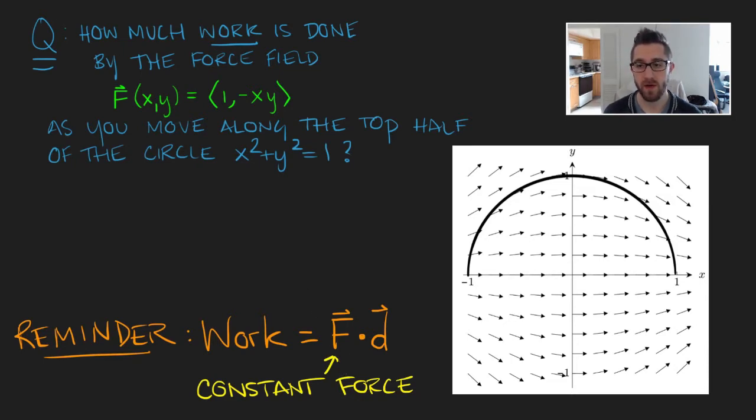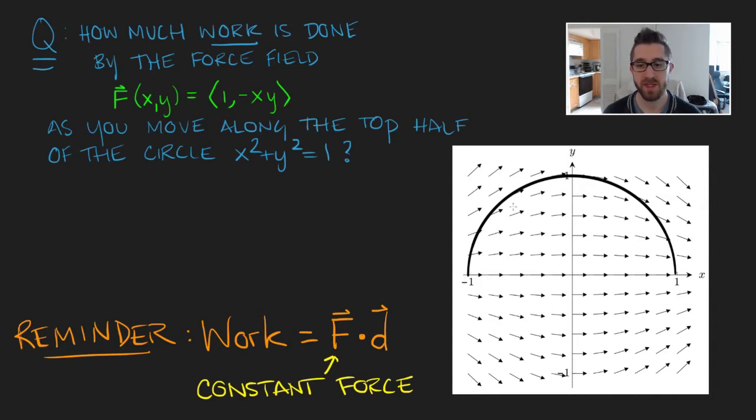Other thing to note is that there's actually not enough information here to completely answer this question, because if we walk along this path from left to right, starting on the left side and moving to the right, we're walking kind of more in the direction of the arrows than against them. So we expect the work to be positive because the force is mostly pointing in the direction of our displacement. On the other hand, if we walk from right to left, the work would be negative because we're mostly going in the direction opposite of the force.